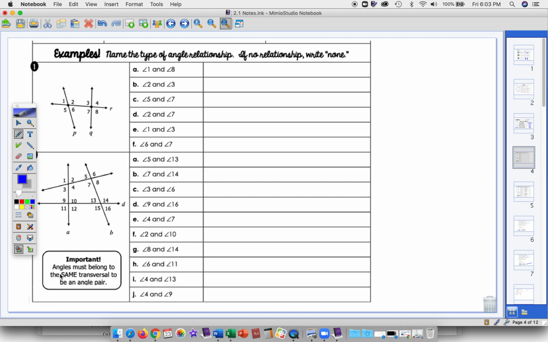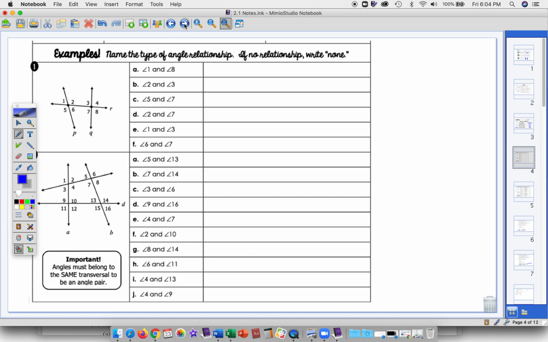Here's an important note. Remember, angles must belong to the same transversal to be an angle pair. So when you're looking at this more complicated diagram, angle 3 would not have any relationship with, say, angle 15, because they do not share a transversal. Angle 3 has this transversal or this transversal. 15 either has line D or line B as a transversal. So pause the video, fill in this column with the names, and when you're done, come back and we'll compare.